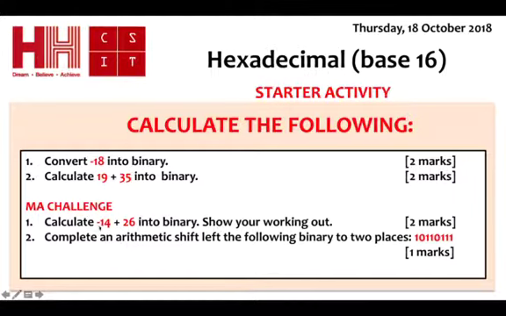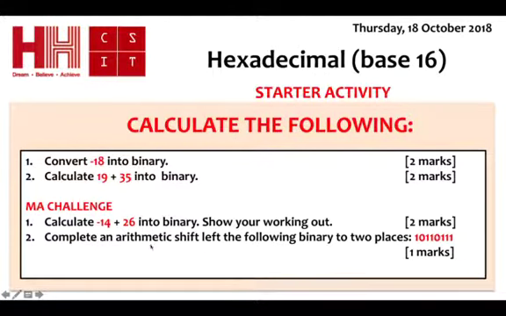The more variable challenge will be to calculate minus 14 plus 26. So for minus 14, you'll be using the 2's complement, which is the flip and add method, to find minus 14 from the positive 14 binary. And then you're going to add that minus 14 value to 26 in binary, showing your working, to get the answer. And finally, you need to do an arithmetic shift left to the following binary places.